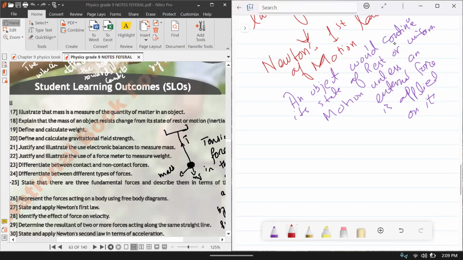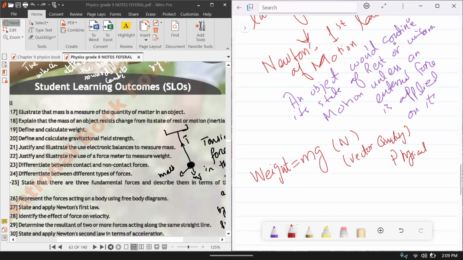So, in contrast to mass, weight is mg and is measured in newtons and is a vector quantity. Since we have skipped those two chapters, we do know that a physical quantity is further divided into two sections, vector and scalar quantity. And we do know the difference between these two clearly, head to tail rule and everything.